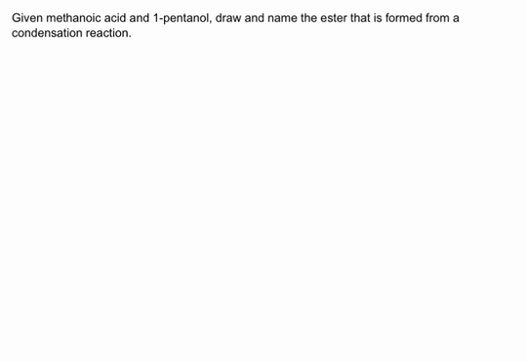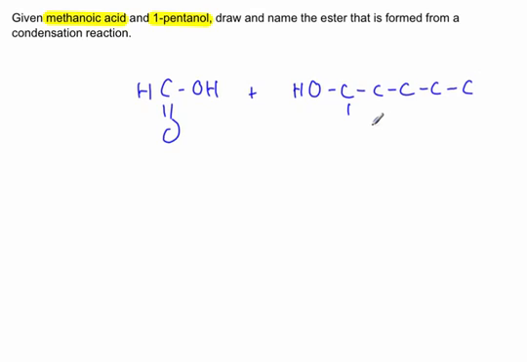So let's have a look at this now. Given methanoic acid and 1-pentanol, draw and name the ester as formed. Well, sometimes it's useful to draw the molecules first because they're going to give you some guidance. So we can quickly scratch out methanoic acid, C double bond O, OH with the hydrogen. So there's my methanoic acid plus 1-pentanol, and so that's going to be a terminal carbon on a 5 carbon chain. And then I'm going to add hydrogens. And there is my 1-pentanol.